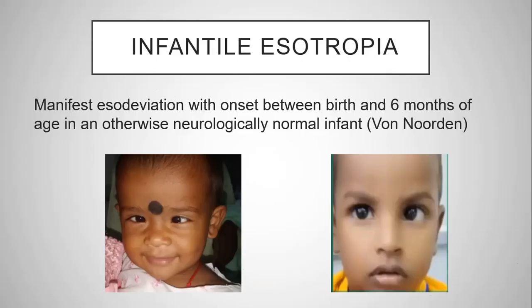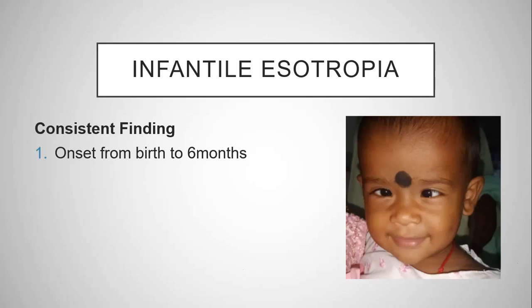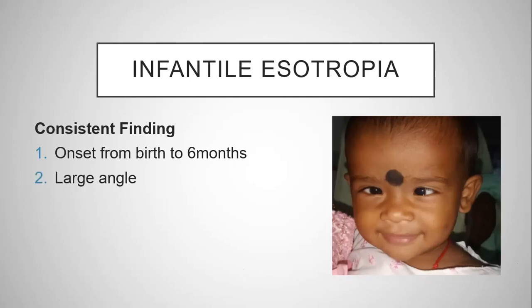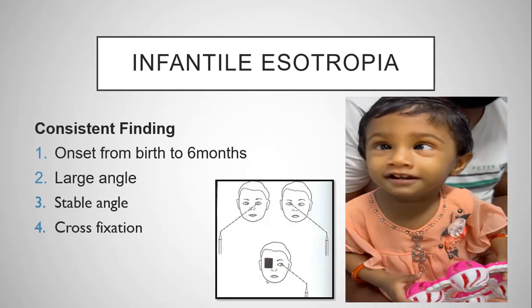According to Von Noorden, the definition of infantile esotropia is manifest esodeviation with onset between birth and 6 months of age in an otherwise neurologically normal infant. Most consistent findings are onset from birth to 6 months, large angle, stable angle, and cross fixation.